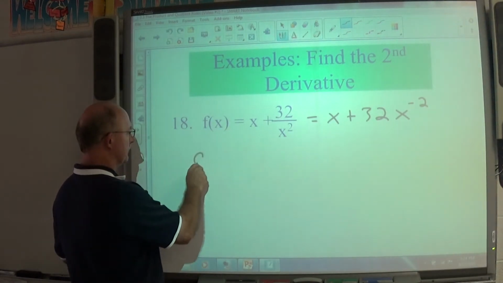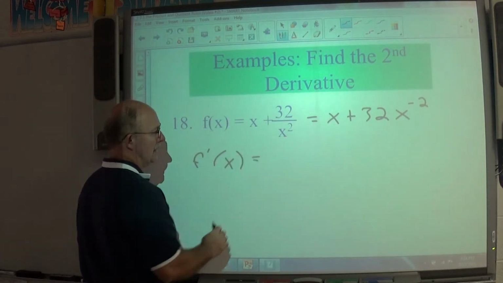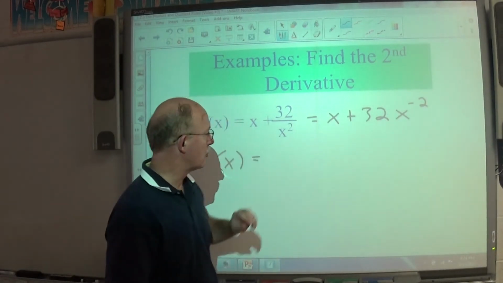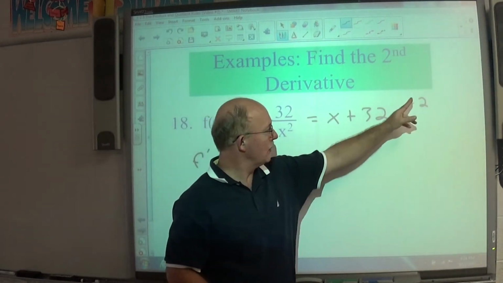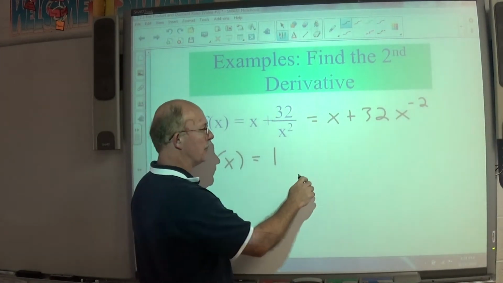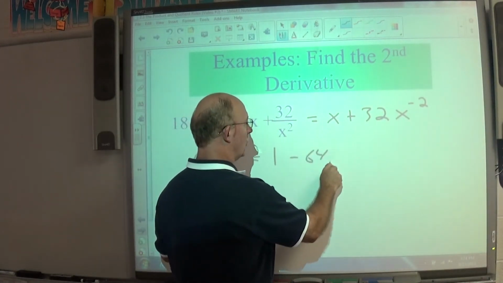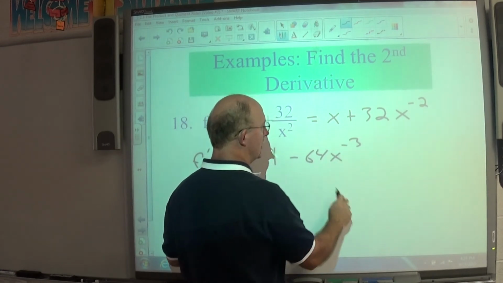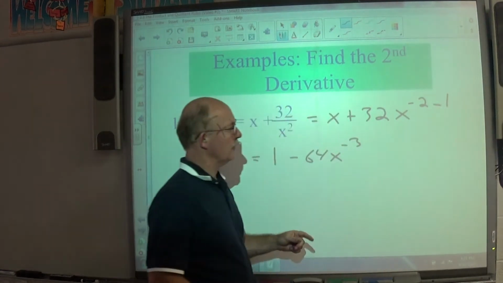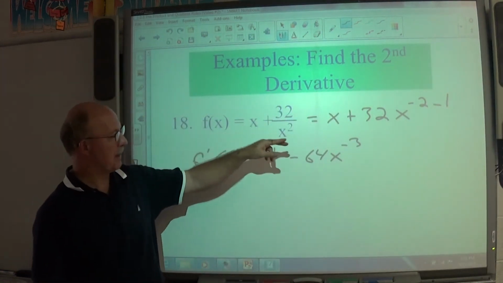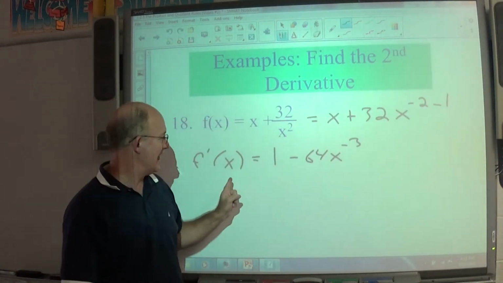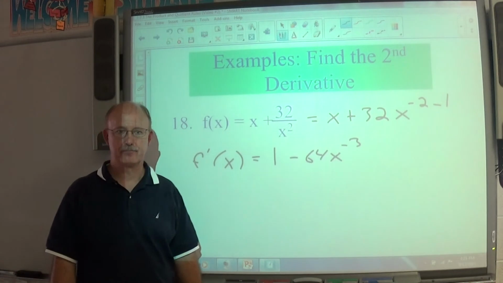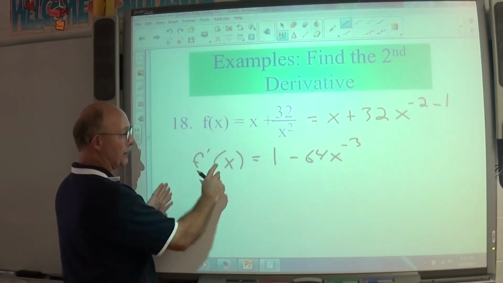Now let's get our derivative. Now the first derivative, take the derivative of each term. Now the derivative of x is 1. Now take the derivative of 32x to the negative 2. Negative 2 times 32 is negative 64, x to the negative 3 power. So once again, remember you're going to multiply the exponent times your coefficient, subtract 1 from your exponent. This is the first derivative.